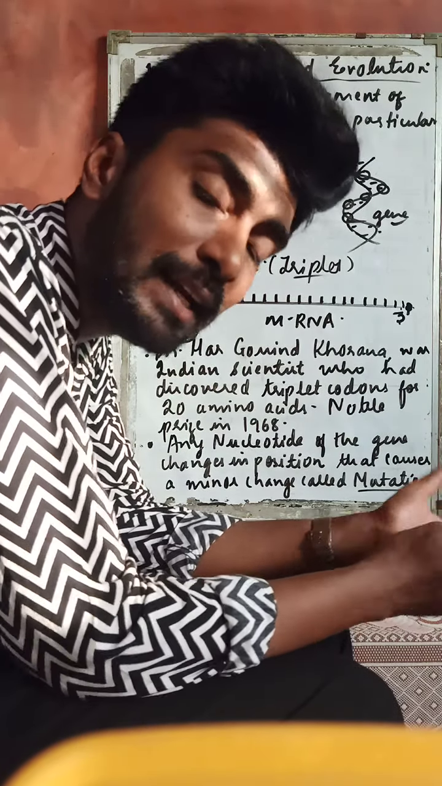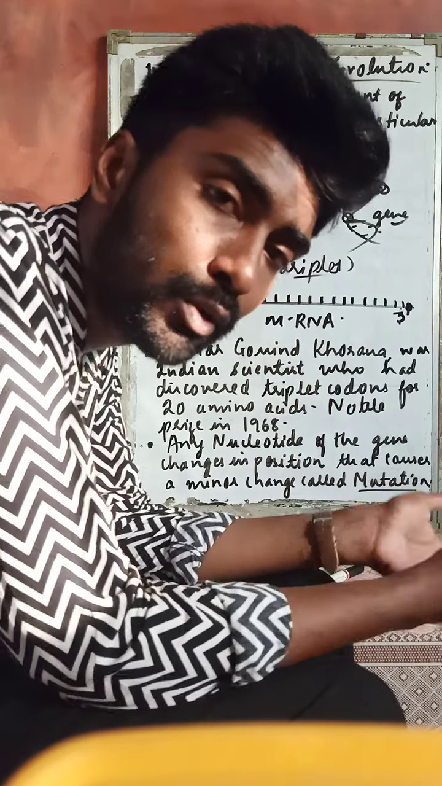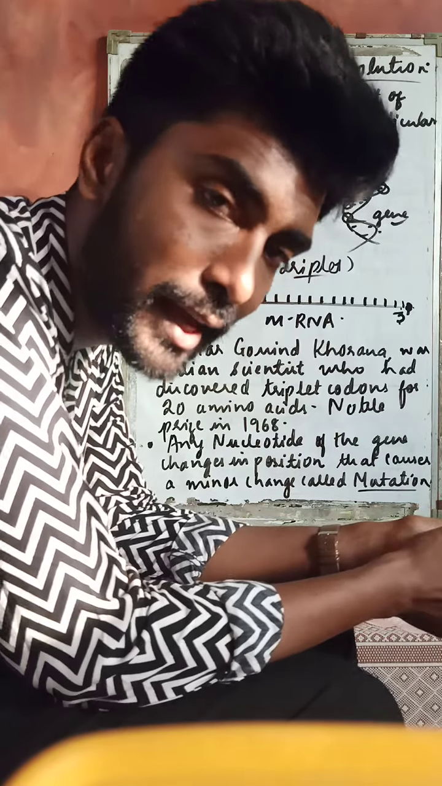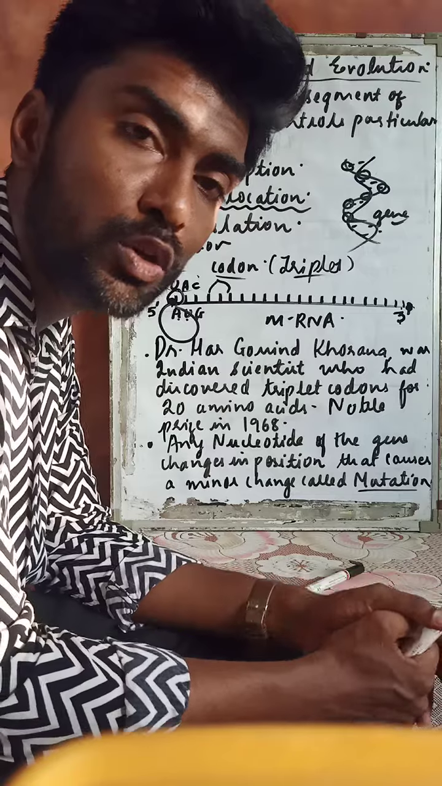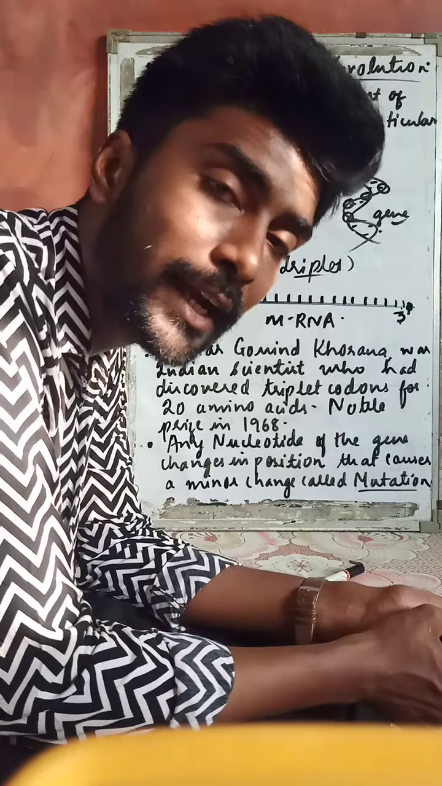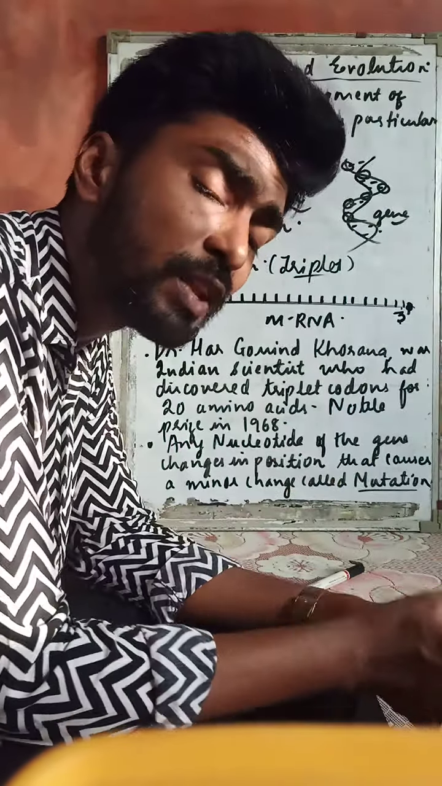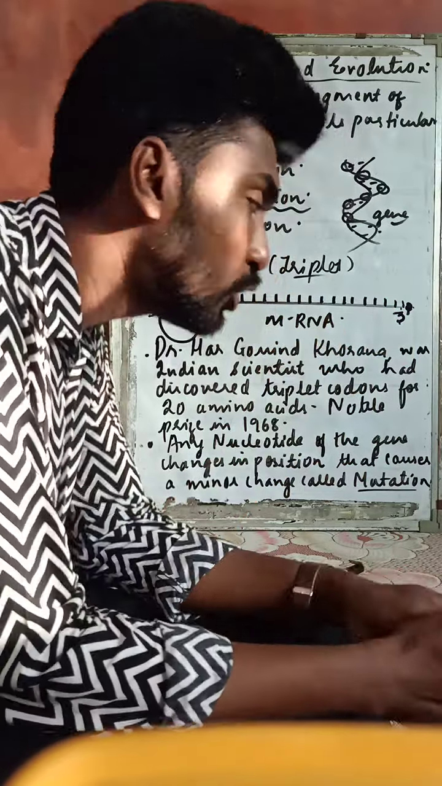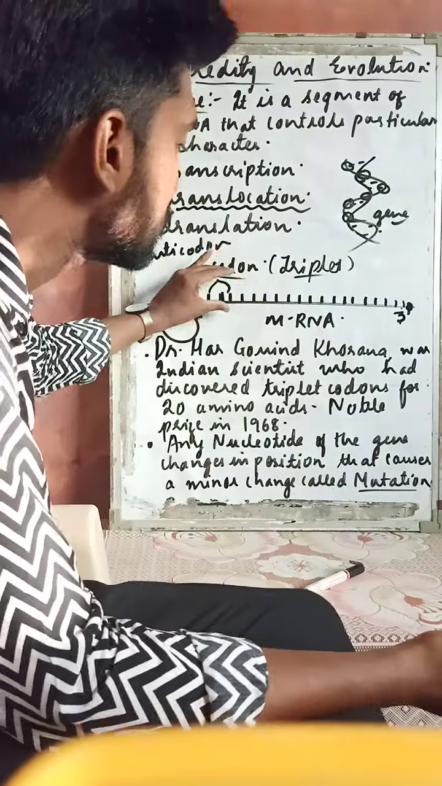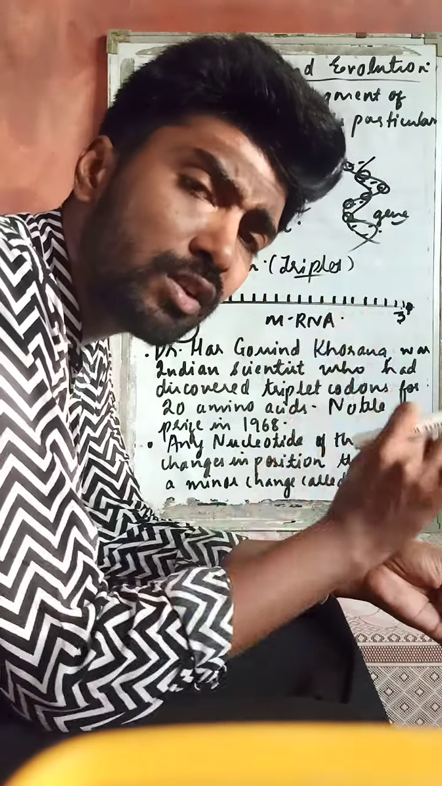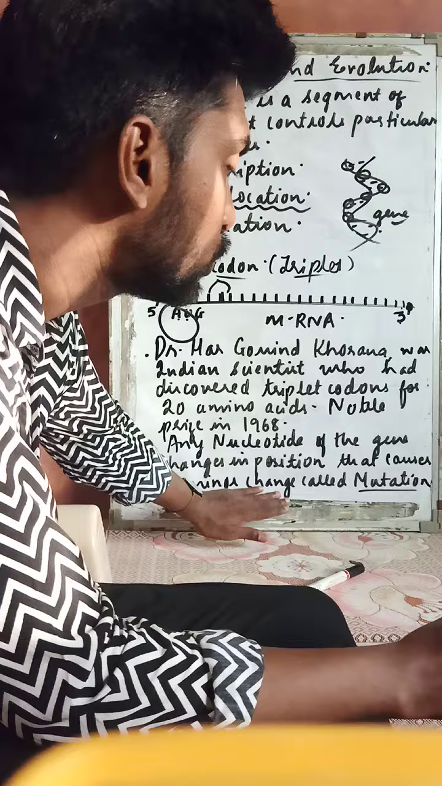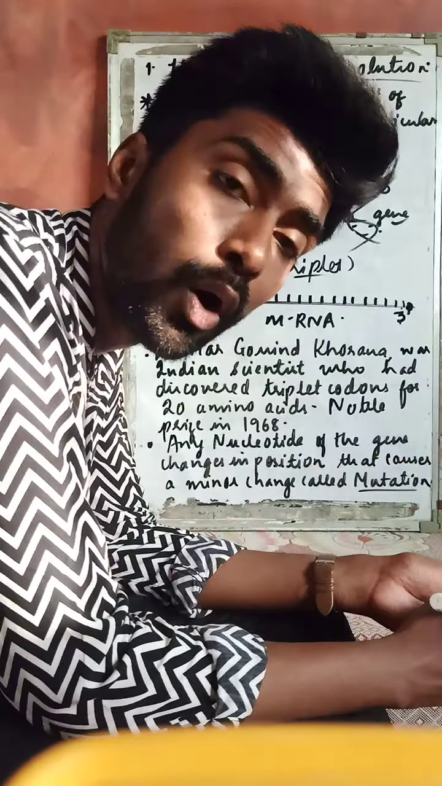Now many such chains are formed, which produce the proteins, and these proteins are used for various different processes in our living organism, right? Any change in the position of a nucleotide of the gene may cause a minor change, which is called mutation. If there is any change in the nucleotide sequences, these are your nitrogen bases, on the messenger RNA or on the DNA, then it may lead to a minor change, and that is called mutation.